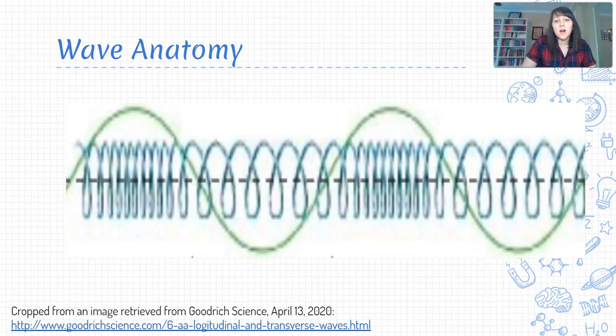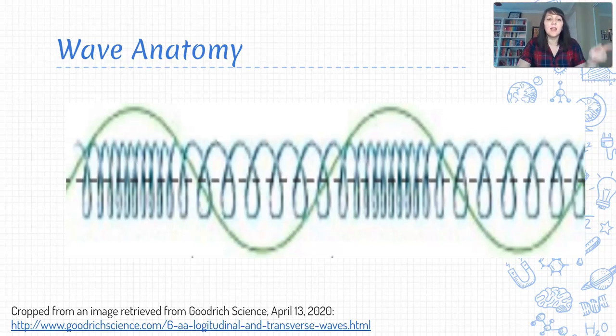So here we have a picture of a couple waves superimposed on each other. You may notice that the slinky is showing a longitudinal wave, where we're creating a disturbance in the same direction that the wave is traveling. And then in the lime green, we see the sine wave, which represents a transverse wave, where this disturbance is perpendicular to the direction of wave travel, okay? But regardless of which type of wave we're talking about, there are a couple key parameters for us to be familiar with in terms of defining this wave, all right?